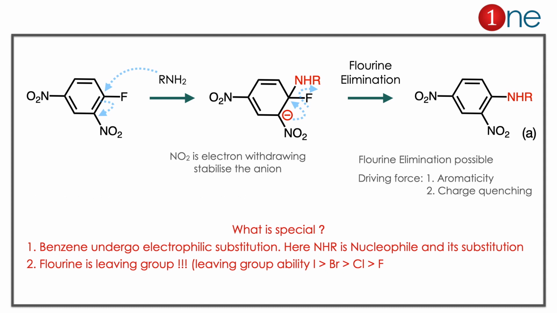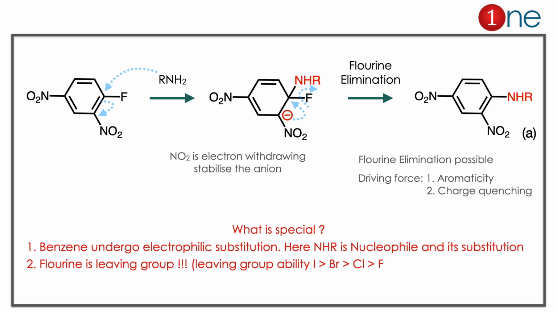What is special in this reaction? It may look simple. Let me explain. Because benzene normally undergoes electrophilic substitution. Here NH2 is a nucleophile. Nucleophilic substitution is there. How is it possible? Because the ring is attached with many electron withdrawing groups that drive the attack. Second thing, fluorine is a leaving group. Nobody hears that fluorine is a leaving group. Here fluorine is removed by the reaction condition.